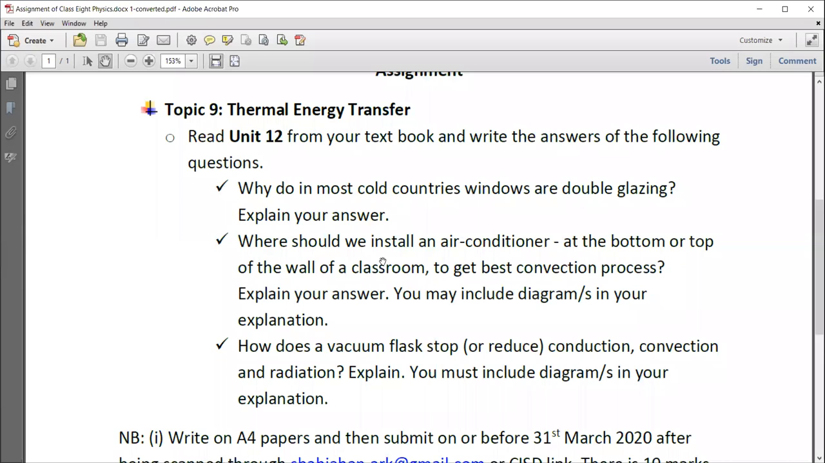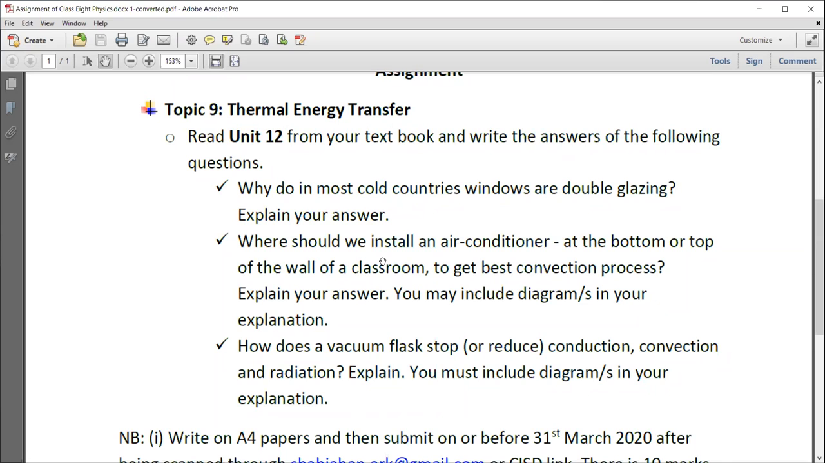In this diagram we will explain how the vacuum flask is stopping conduction, convection, and radiation. First, I'm giving you the labeling. You see here we have a plastic cap. So plastic is one insulator, right?